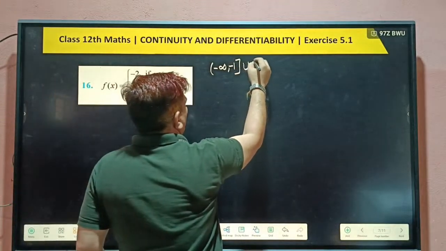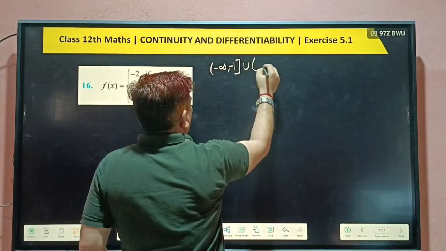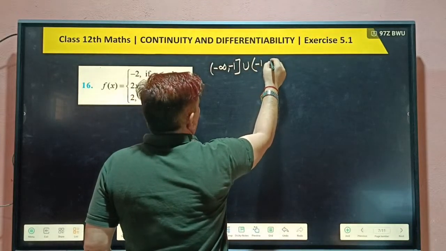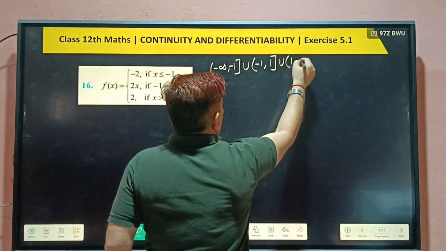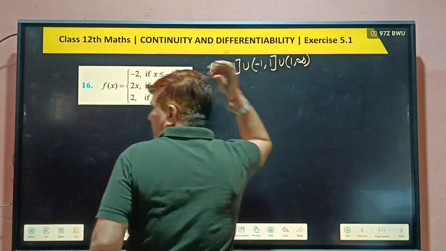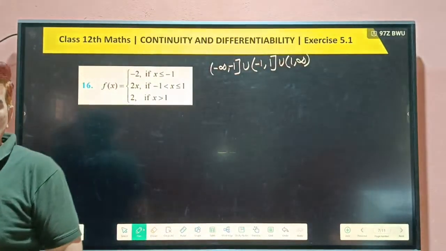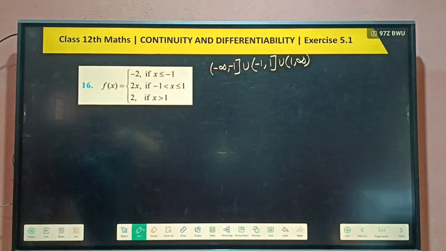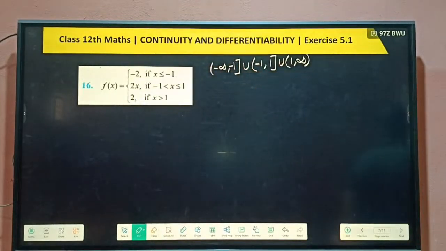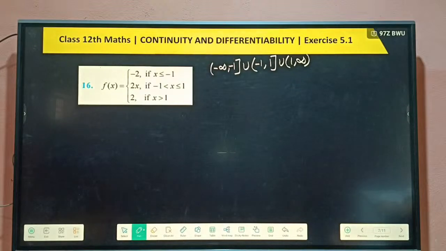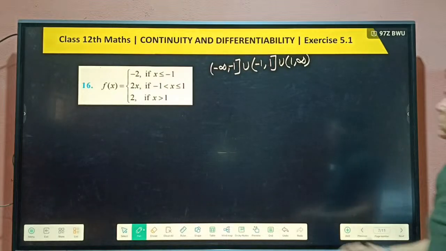Union of minus 1 to 1 closed, union 1 to infinity. If this question is understood, then the complete question is understood. If this is not understood, it creates a problem. What is creating the problem? So what's its domain?